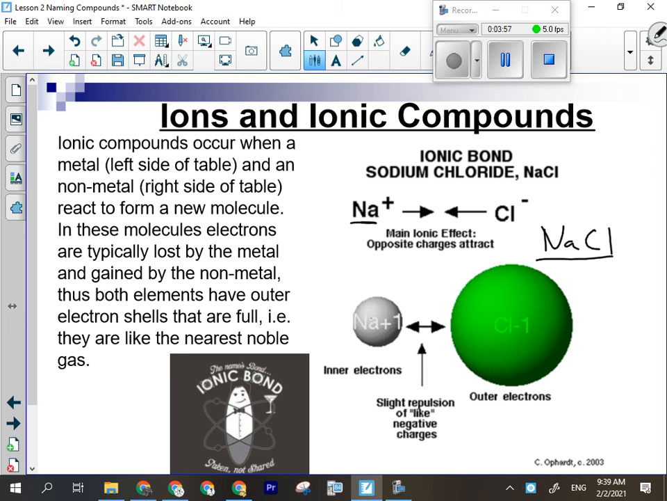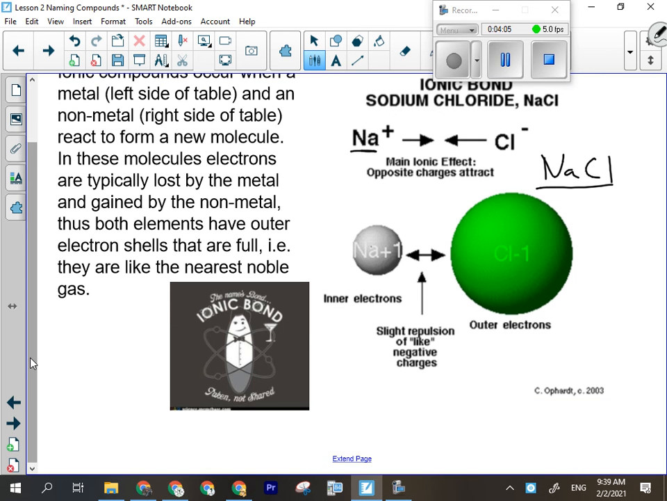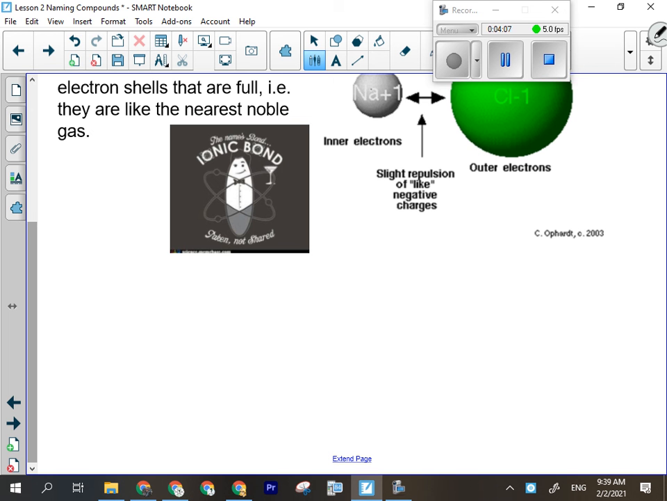So in these molecules, electrons are typically lost by the metal and gained by the non-metal. Reactions happen and compounds are formed according to what Dalton said. Dalton said that atoms can combine in simple whole number ratios to form compounds. The question is, why would they do that? Why do compounds form in the first place? Well, the reason is they represent a more stable form of something.